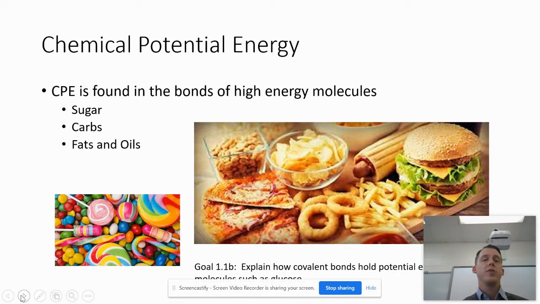So chemical potential energy is found in the bonds of high energy molecules. Sugary and fatty things have lots of energy. That is why sugary and fatty things are bad for us, because we rarely are able to use as much energy as we take in if we eat very sugary and very fatty things.